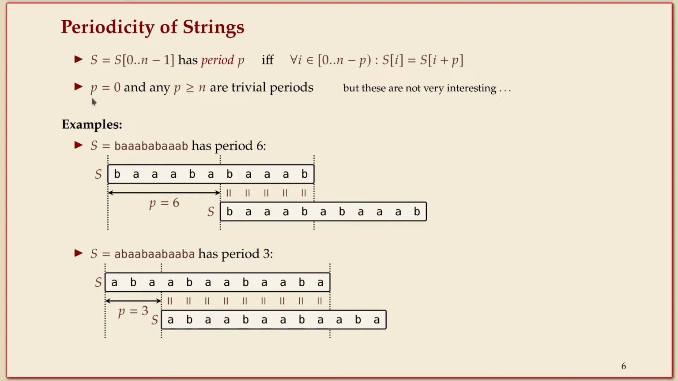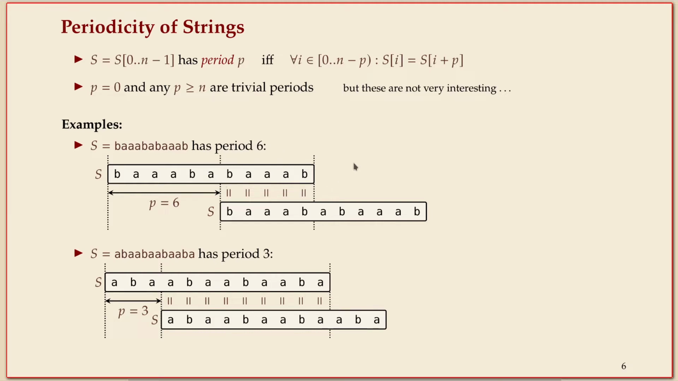P equals 0 is always a period, but none that tells us anything. And any number bigger than n is a period, just because then this for all statement is empty. This iterates over all numbers in this range, and if that range is empty, it's an empty statement. So again, these are technically fulfilling the definition, but we'll not really regard them as periods. They're trivial periods if you want. So we'll exclude those from the discussion. But strings can have non-trivial periods.